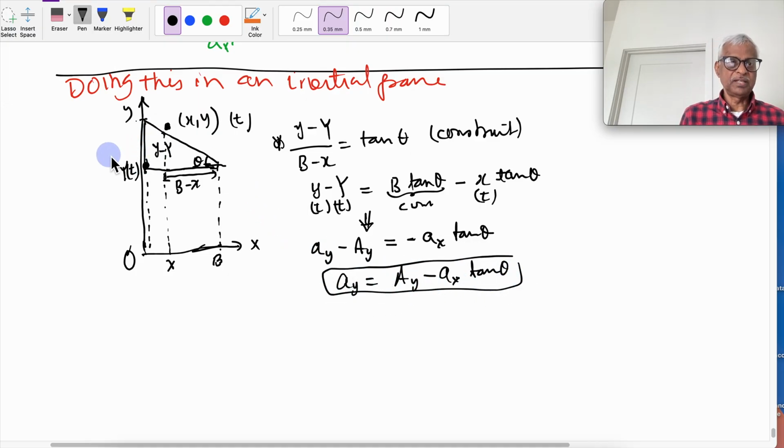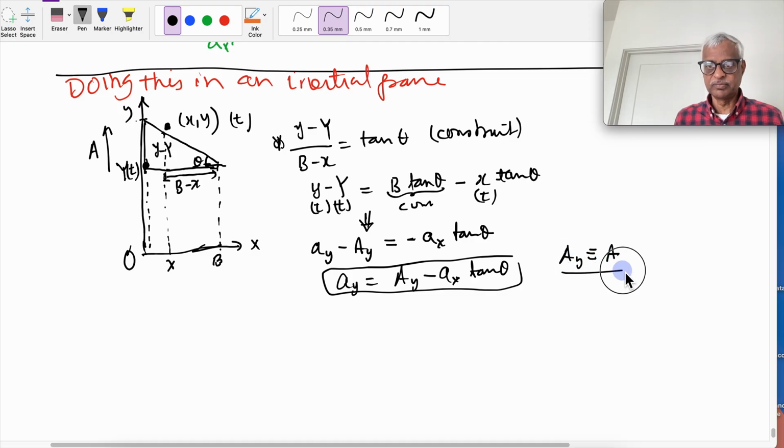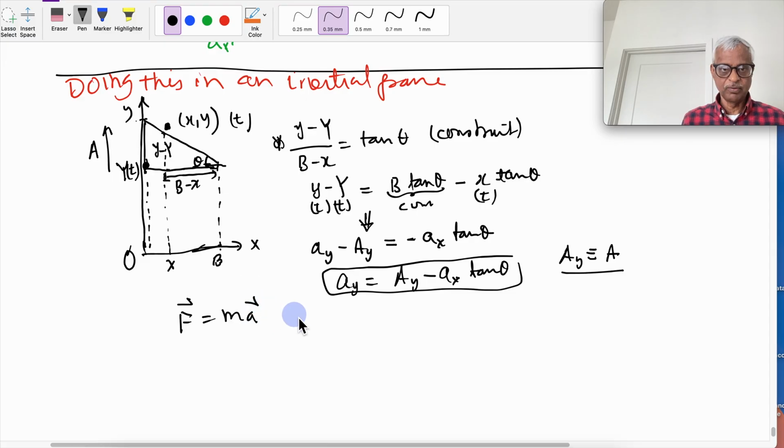And because this guy's acceleration is pointed up with an a, this a capital Y for us was simply a. Okay. And now we don't have any problem. We can write F equals m a. No fictitious forces, because it's inertial.